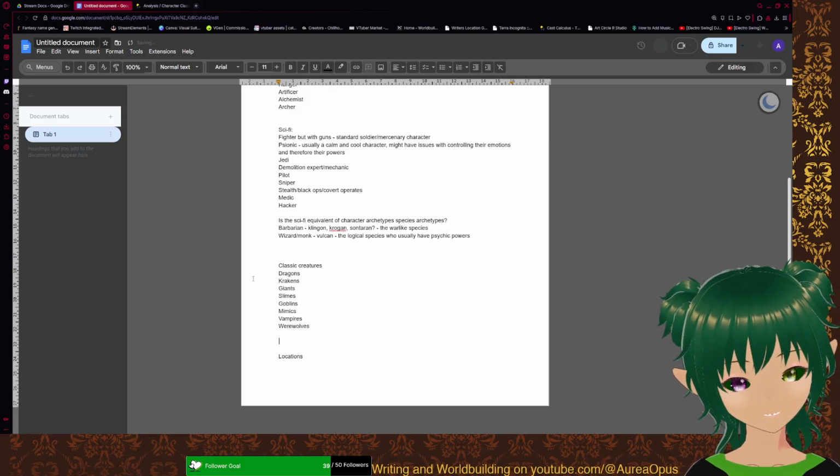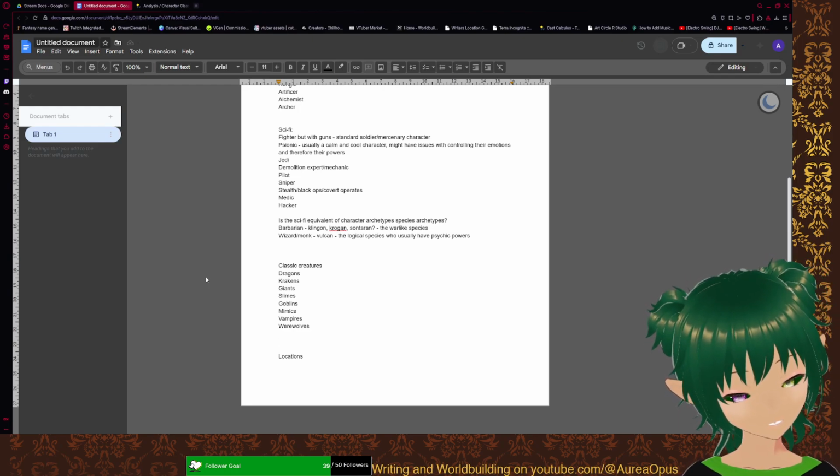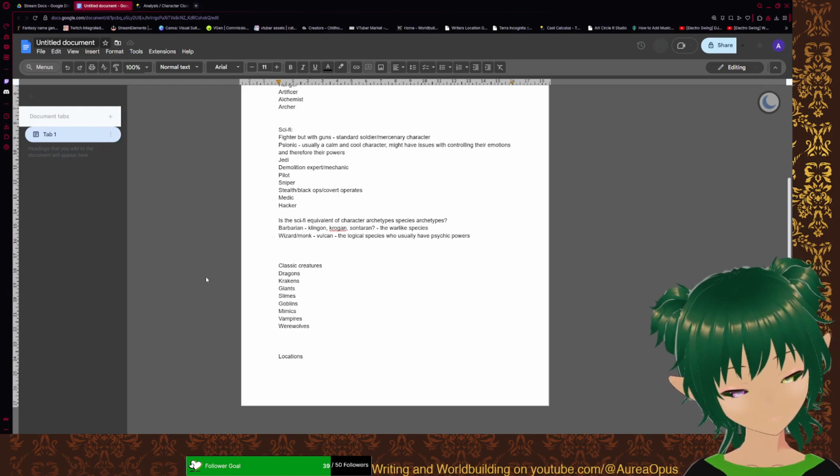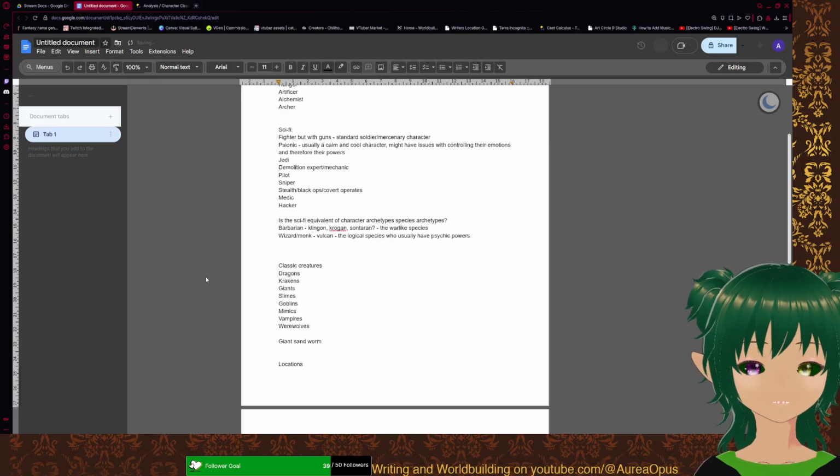werewolves, etc, etc. On the sci-fi side of things, you get the giant sandworm. That's very sci-fi, I think.